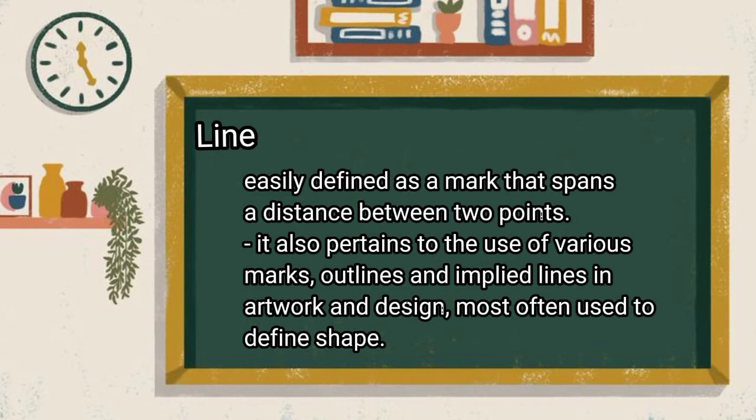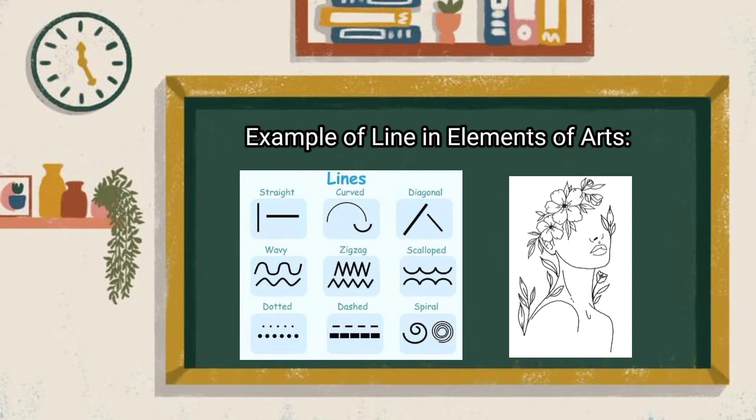Line is easily defined as a mark that spans a distance between two points. Line also pertains to the use of various marks, outlines, and implied lines in artwork and design, most often used to define shape. This is an example of line in elements of art.